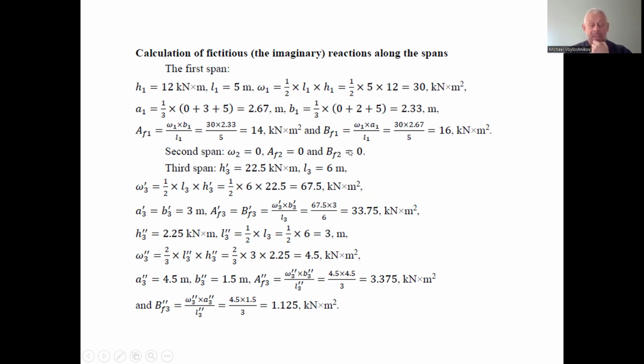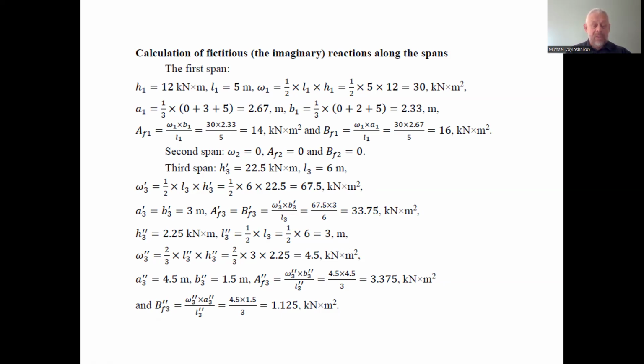The same we can find for B for the first single span. After substituting the magnitudes, we have that it is 16 kilonewton per square meter. Next, we consider the second span. Since the bending moment diagram for the second span is 0, we have no loads on the second span, if we consider the second span as a single span taken separately from the continuous beam, separated from other spans by the hinges at the ends of the second span.